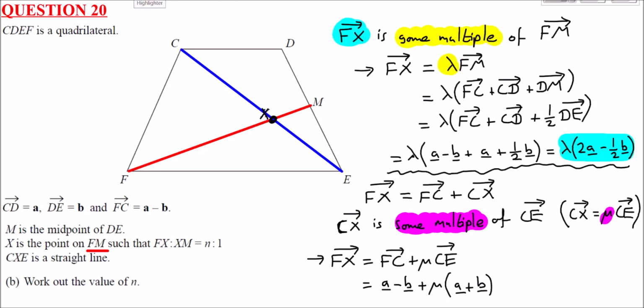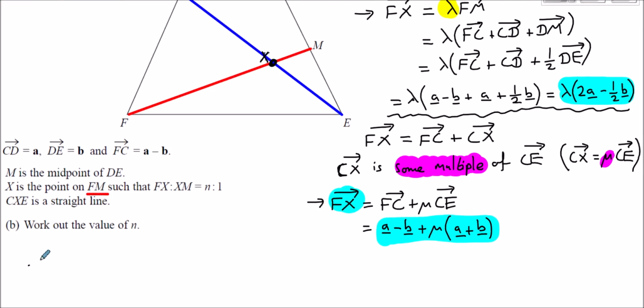And so, as you can see, I now have two different expressions for how I can go from f to x. So one route from f to x direct, I've got this, or going from f to c, then from c to x, I've got this expression here. What I can now do is say, because both these are equal to fx, I can equate these two expressions I've highlighted in blue.